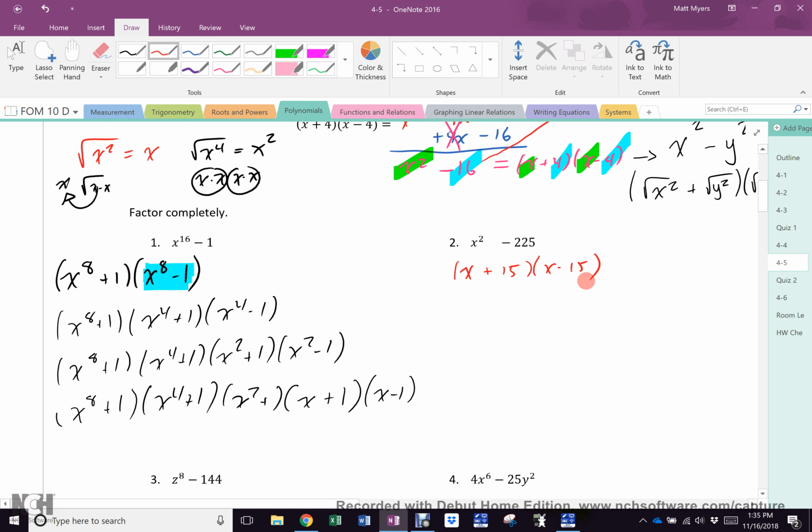Absolutely correct. Great. What if there was no x there? It would be y plus 15, y minus 15. So what is it? XY, XY.